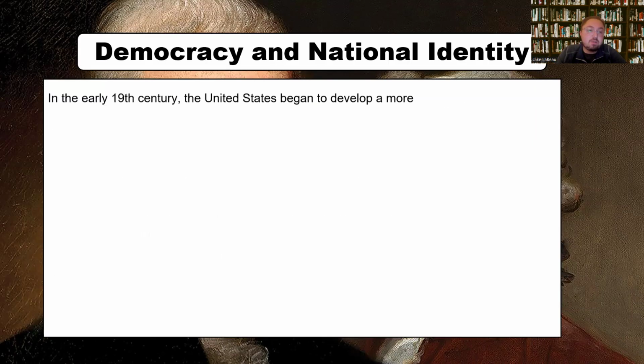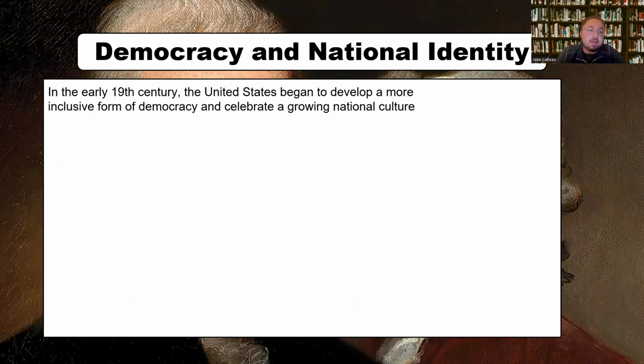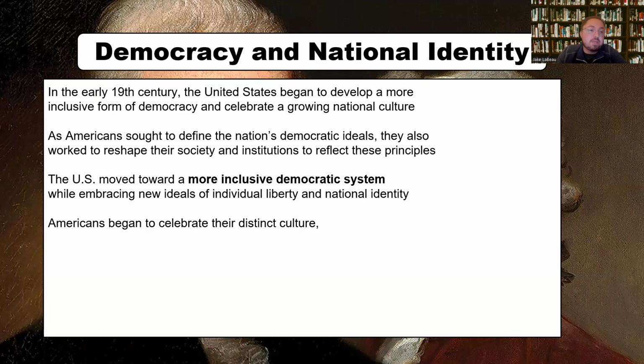All right, the first thing I'm going to talk about that we discussed is democracy and national identity. In the early 19th century, the United States began to develop a more inclusive form of democracy, and it celebrated a growing national culture. We're really starting to have this self-identity. Before, we were kind of this child or family cultural branch of Great Britain. And now we're going to have our own independent cultural identity based on our young, short history. And we're going to be able to pick where we want to go.